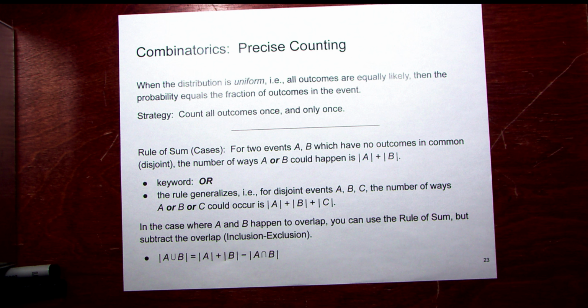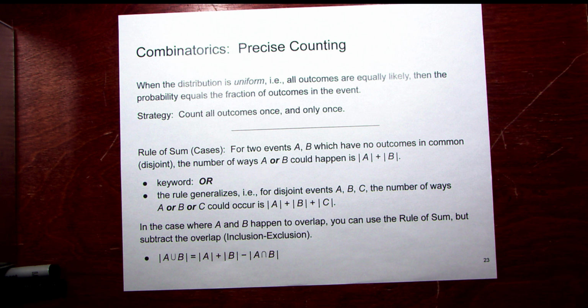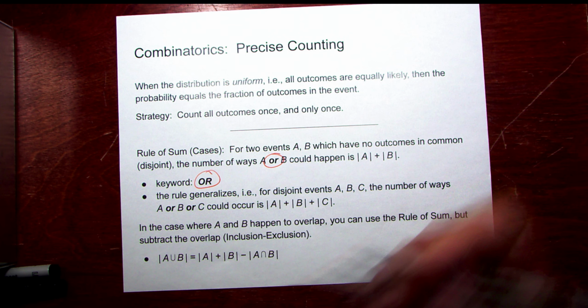We've seen one rule already when we did sets, and it is the rule of sum. The rule of sum says that if you have two disjoint things that occur, case A or case B, then the total number of ways A or B could happen is the size of A plus the size of B. When you sound out the problem in your head, if you use the word or, then probably it's a rule of sum type of thing.